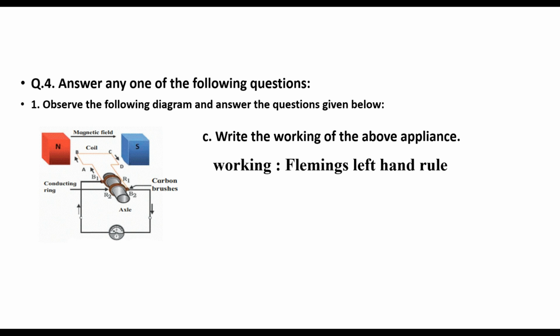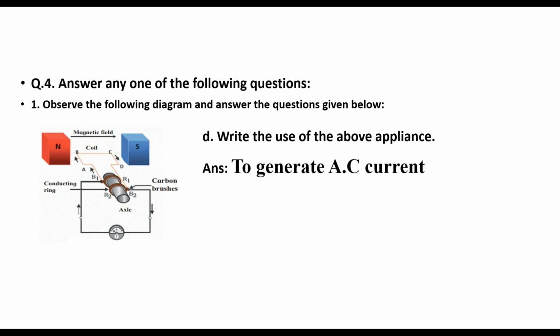Explain the working in 4 or 5 lines. The keyword I mention here is that Fleming's left hand rule should be there while writing the working, and the working should be 3 to 4 lines because it carries 2 marks. And what is the use of this appliance or device? It is used to generate AC current.